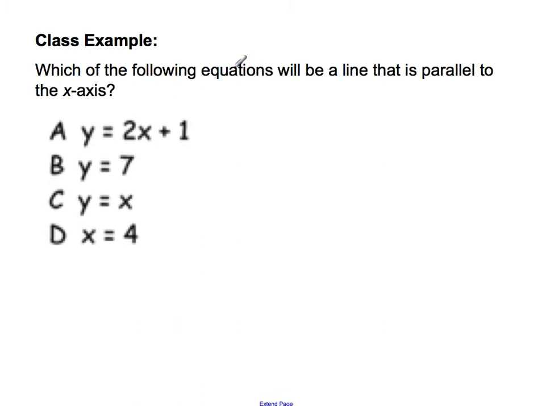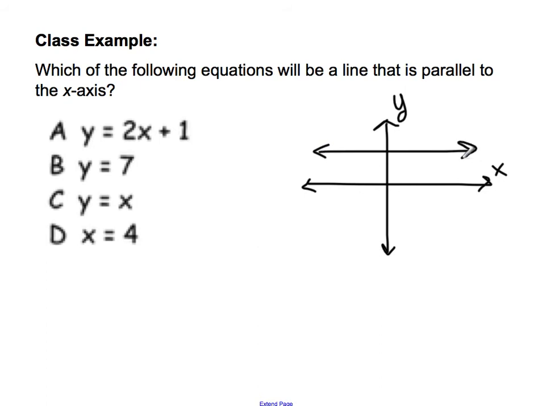Which of the following equations will be a line that is parallel to the x-axis? Okay, well, let's just draw a picture. Here's my x, here's my y. So a line that's parallel to the x-axis is actually a horizontal line.